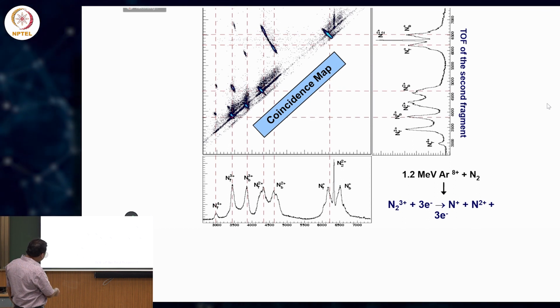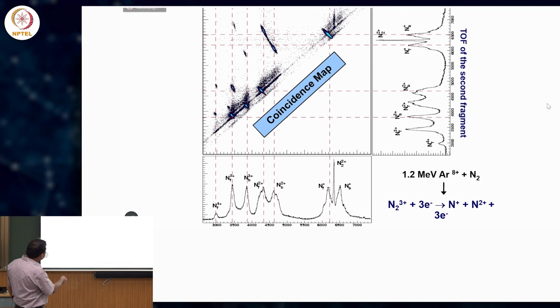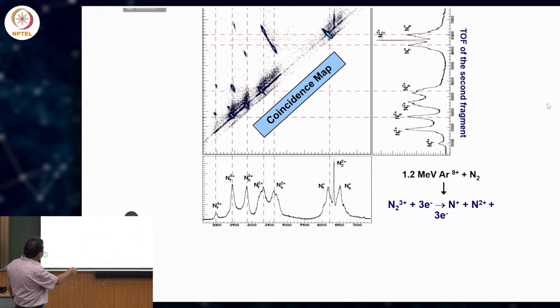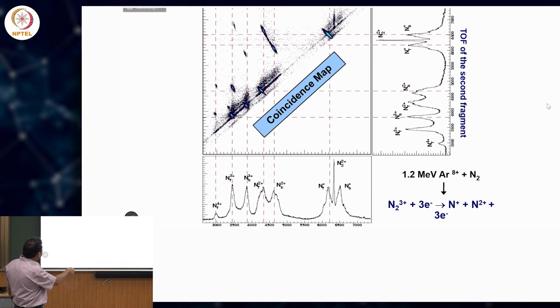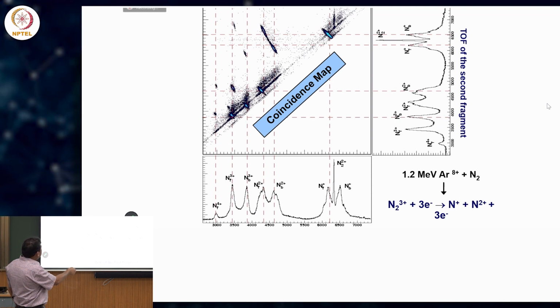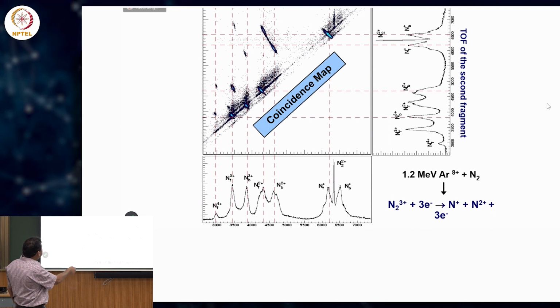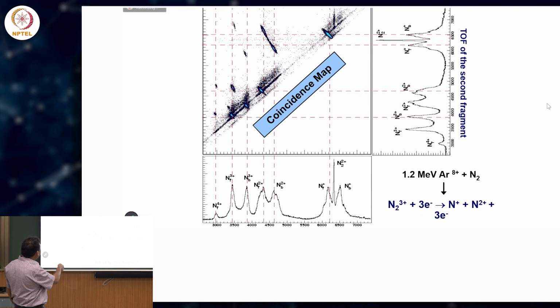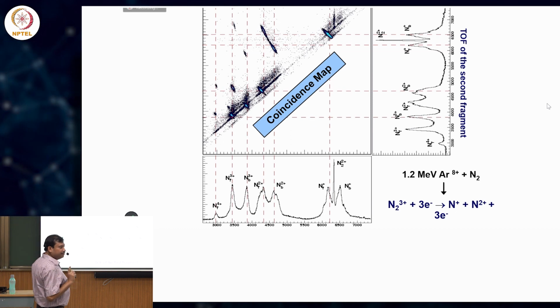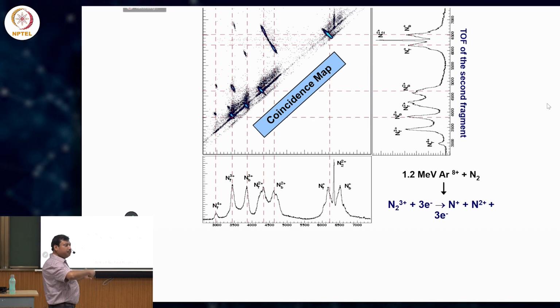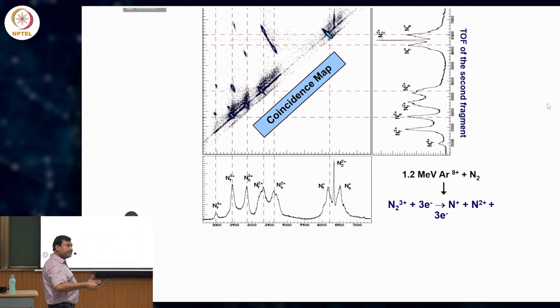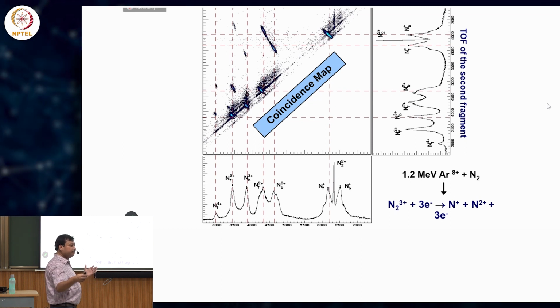Now you see, there are two kinks over here, right? This is a shoulder over here. This central part comes from N+ N+. The next part, this shoulder, comes from N+ N2+, and the edge over here comes from N+ N3+. So the momentum map gives you a kinetic energy release but separates out every dissociation channel.